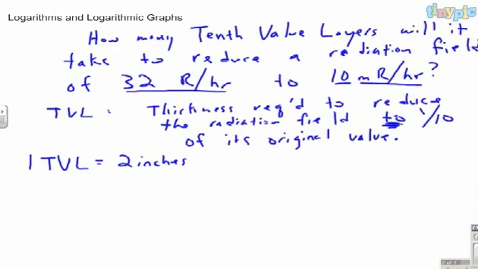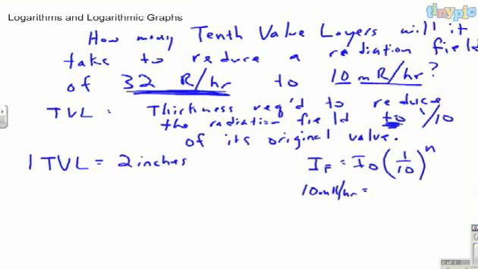And in past lessons, you would have said, oh, okay, well, I final is equal to I initial times 1/10 to the n, and we would want to solve how many 10th value layers, n being the number of 10th value layers, would it take to reduce that. You would have put in here 10 MR per hour, and your I initial, which is 32 R per hour, would actually be 32,000 millirankin per hour, doing our unit conversion. Then we would have solved for n. We would have used logarithms. We would have used the base 10 logarithm to figure this all out.